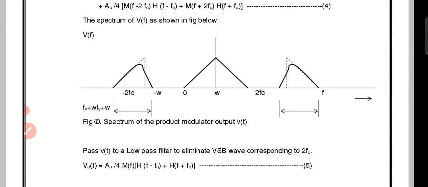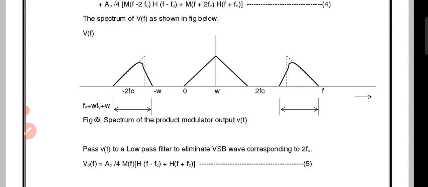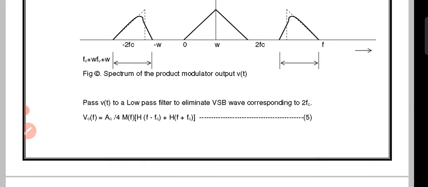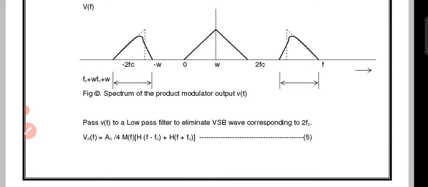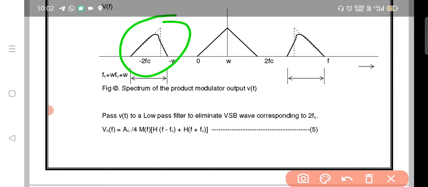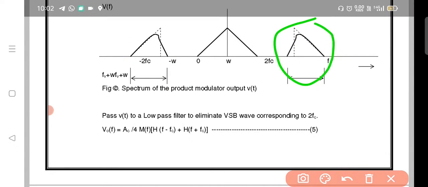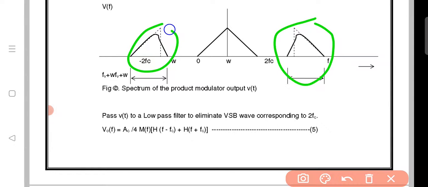This is the spectrum diagram of the output of the product modulator. This spectrum of the VSB output is for both cases, whether USB or LSB is sent. If you want to send the lower sideband, this part will be sent as the vestige. If you want to send the upper sideband, this part will be sent as the vestige.